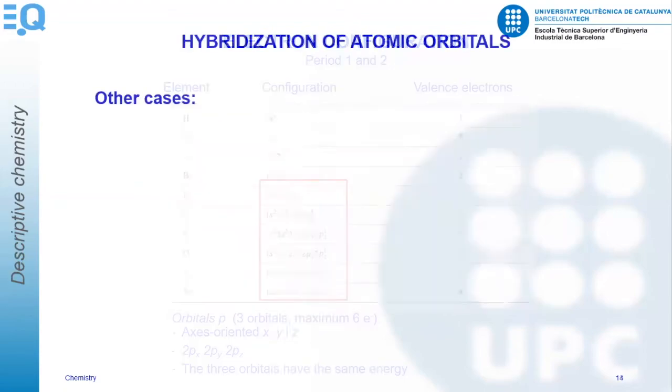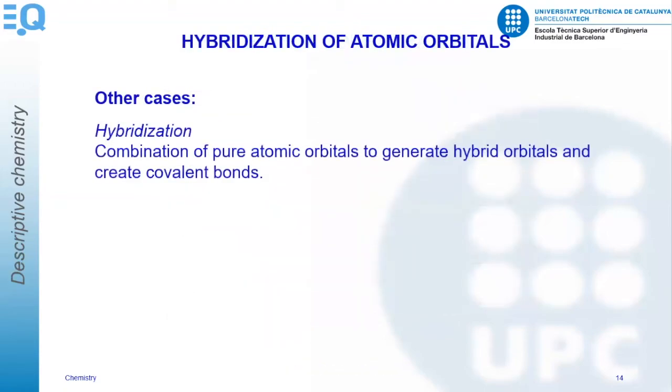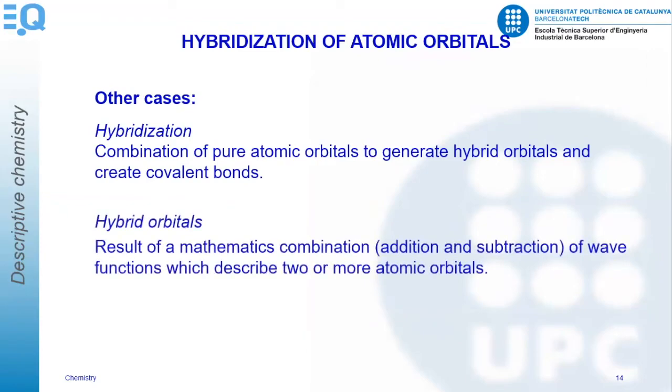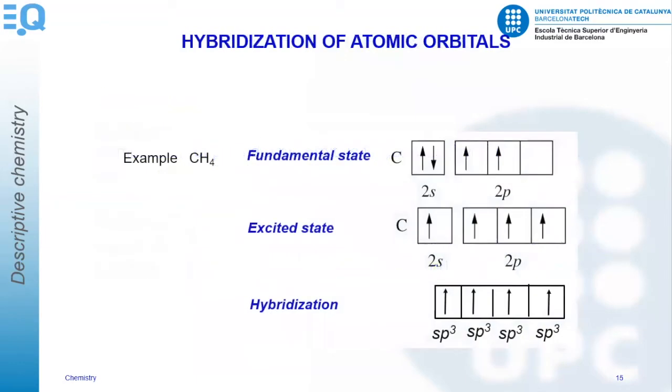In order to create covalent bonds by hybridization, we can combine the pure atomic orbitals to generate hybrid orbitals. The hybrid orbitals are a result of an addition or subtraction to describe 2 or more atomic orbitals. Let's have a look at an example. In this case, we have methane.